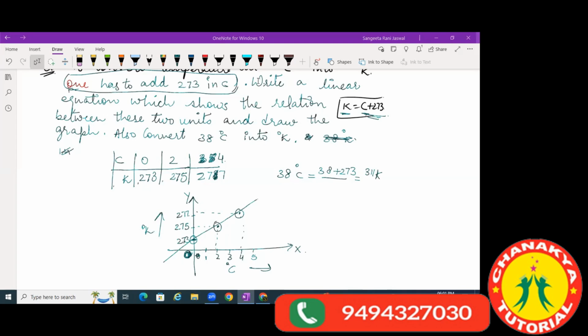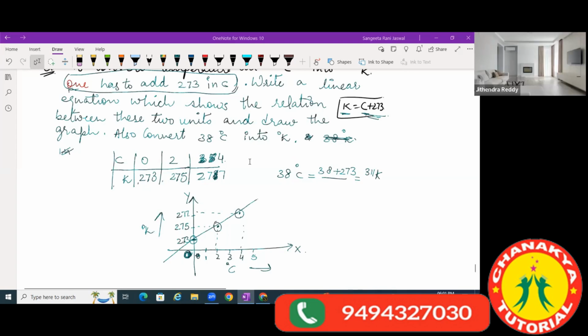How many questions are coming from coordinate geometry? I'll give you 3 questions from coordinate geometry and 3 questions from linear equations. You have 6 questions in your test, so it will be divided into 3 and 3. Okay, children? So please practice.